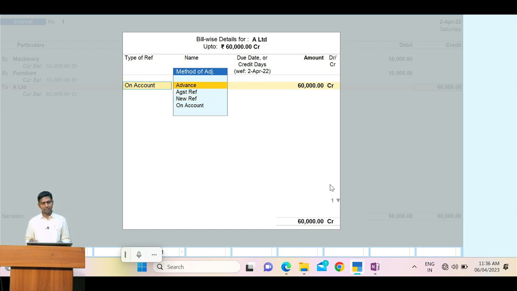On account, no, this is a new reference. If you give an advance, then select the method of adjustment advance. If you are paying against some bill, then select against reference. If you are purchasing a new item and recording a new bill in Tally, then select new reference. And finally, on account, if you don't know against what you are paying or giving money, then in that case you can select on account. But you know here that we are purchasing and passing a new entry, therefore new reference.